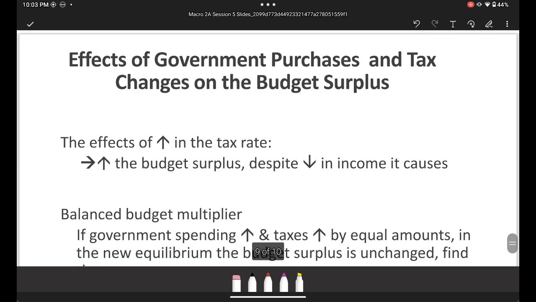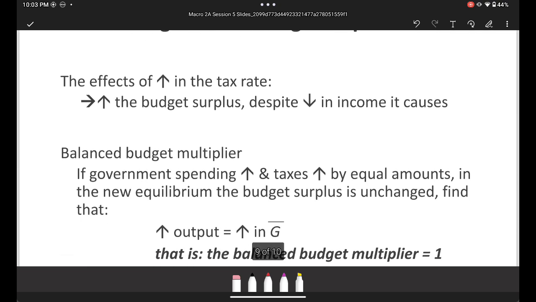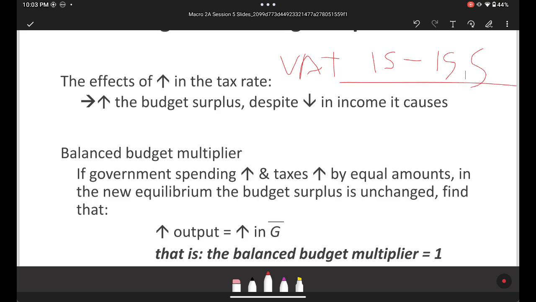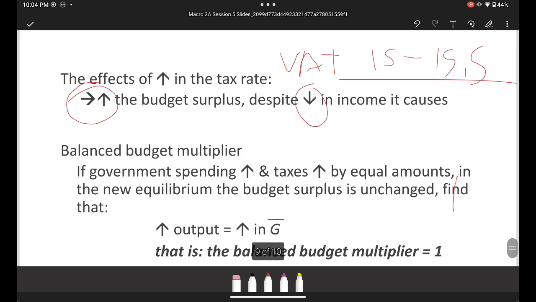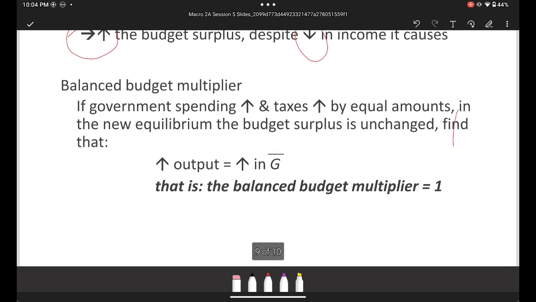Effects on government purchase and tax change on budget surplus. If you increase the tax rate, right? VAT, they wanted to increase it from 15 to 15.5. There we go, real life example. The budget surplus will increase. That's facts. Although there'll be less income in the economy because more people are paying tax. If you increase the VAT or increase the tax rate, the budget surplus will generally increase. But here you get people that are unhappy. See, that's a problem.